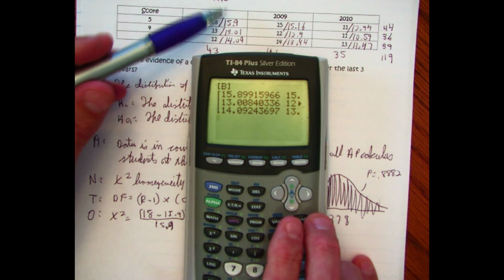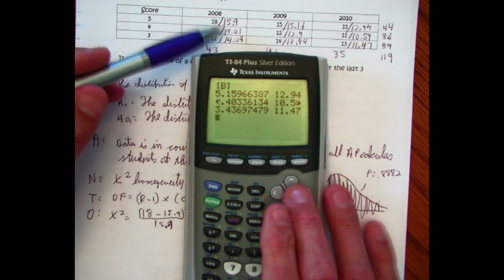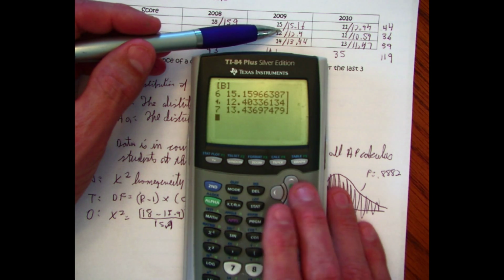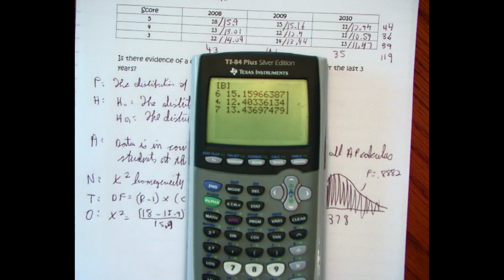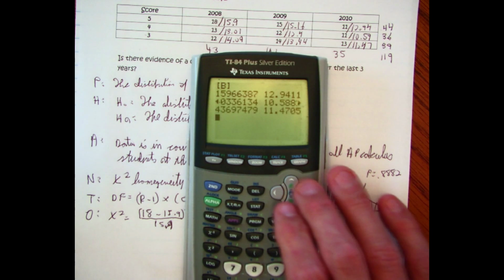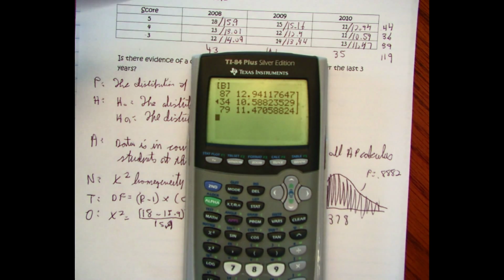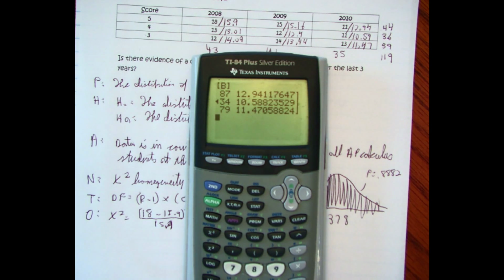That's 15.9 up here, and then 13.01, and then 14.09, and then 15.16, 12.4, and then 13.44, and then... ooh, that one was off, did I do that right? Apparently ours was off. I don't know why I did those wrong. No, did I? No, okay, we're good. All of our expected values came out to be correct.